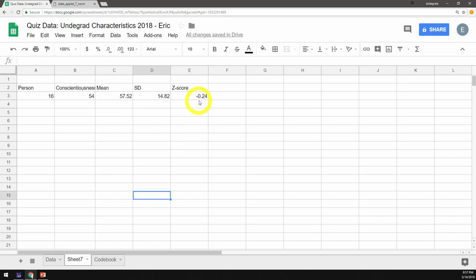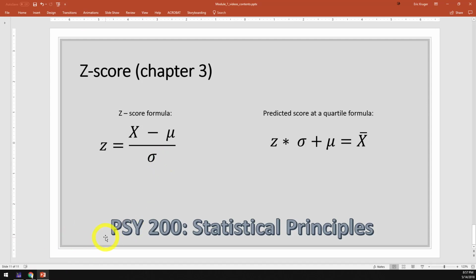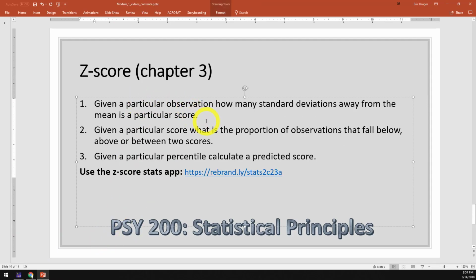So this is 0.24 standard deviations below the mean. A score of 54 is. So that is how we accomplish the first task in calculating a z-score. But oftentimes we want to know, given a particular score, what is the proportion of observations that fall, let's say, below a particular score, or above a particular score, or between two scores. So now we're going to jump to that.